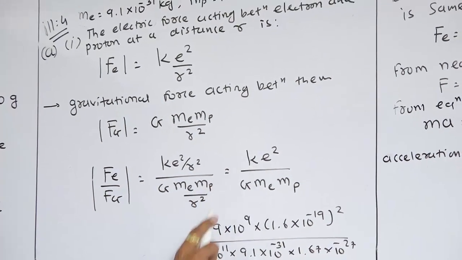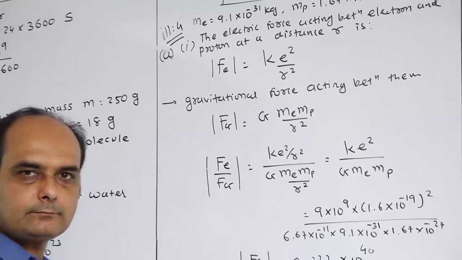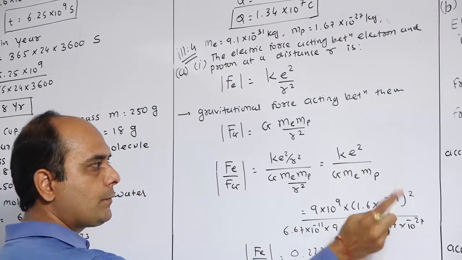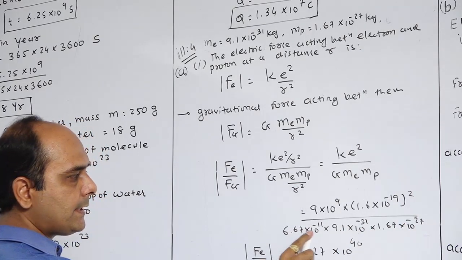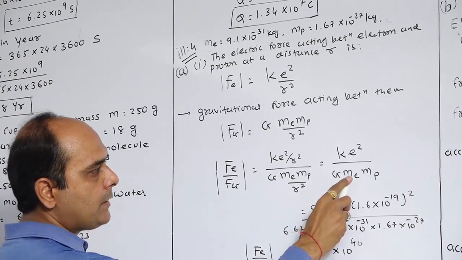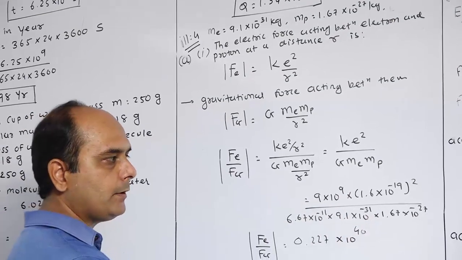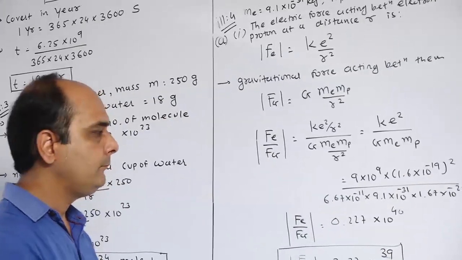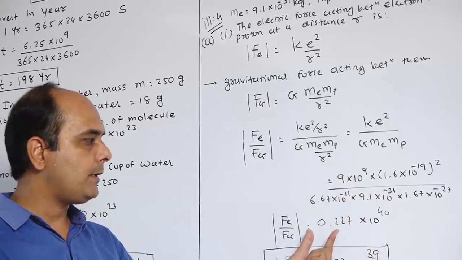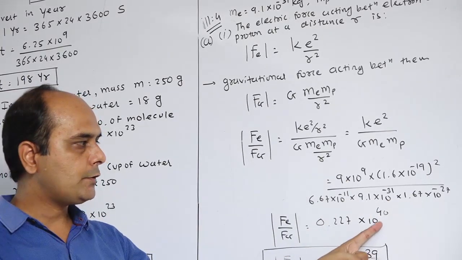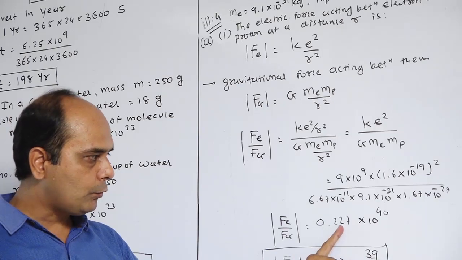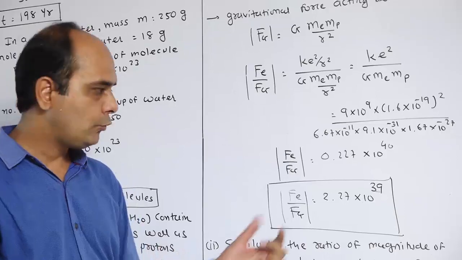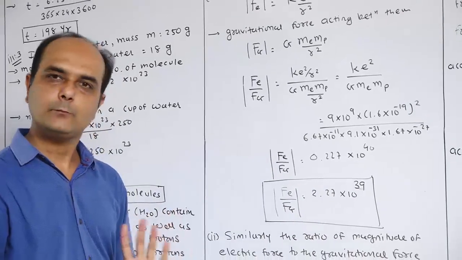Value of K is equal to 9 into 10 to the 9. Charge on electron is equal to 1.6 into 10 to the minus 19, whole square. Capital G is 6.67 into 10 to the minus 11. Mass of electron is 9.1 into 10 to the minus 31. Mass of proton is 1.67 into 10 to the minus 27. By calculating them, your answer will become 0.227 into 10 to the 40. Now displace the decimal towards the right side, so that your answer is 2.27 into 10 to the 39.